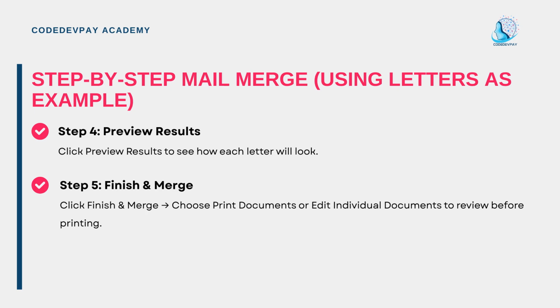Finishing the merge. When everything looks good, click Finish and Merge. You can choose to print directly or edit individual documents first. If you're sending emails, you'll also see an option to send through Outlook. Just make sure your email column is selected.